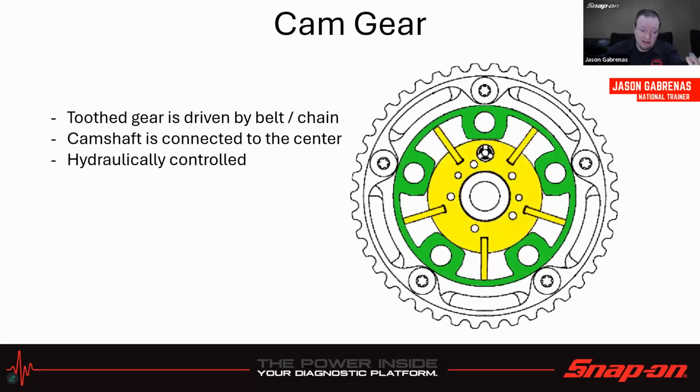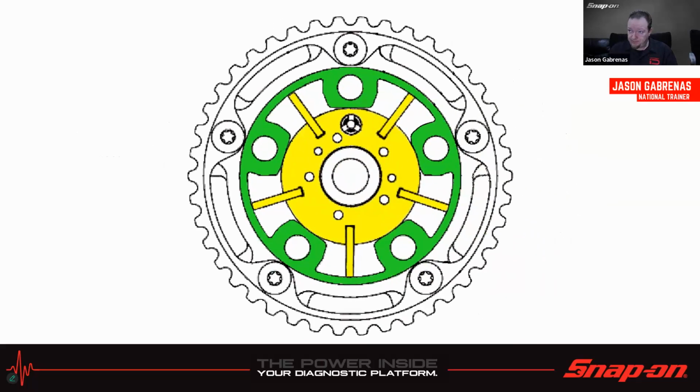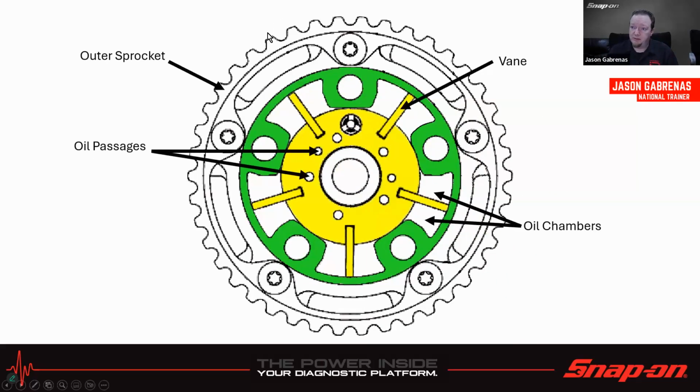So the cam gear is, like I said, where it all basically happens, and there's variables throughout how each manufacturer does it, but internally, it's roughly going to be like this. So a tooth gear is driven by a belt or a chain, depends on the vehicle. Camshaft is going to be connected to the center, of course, and it's hydraulically controlled. So within this, we have the outer sprocket, of course, up here.